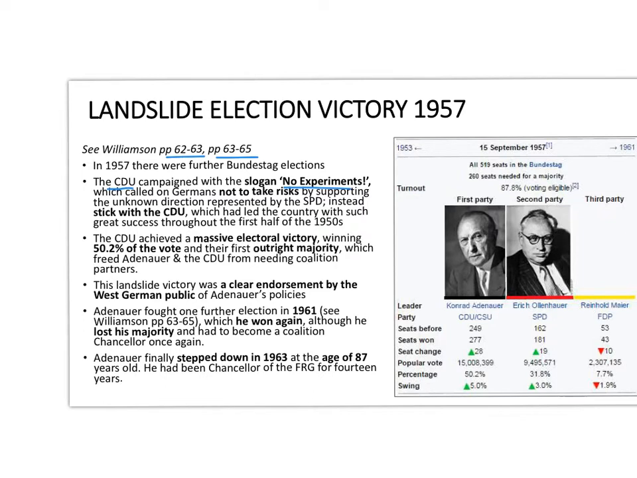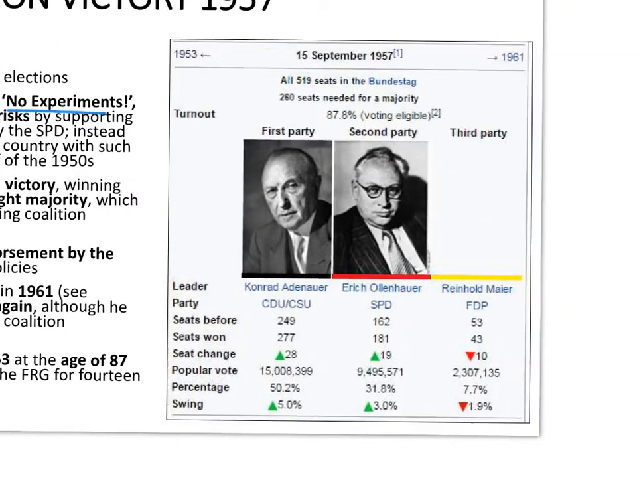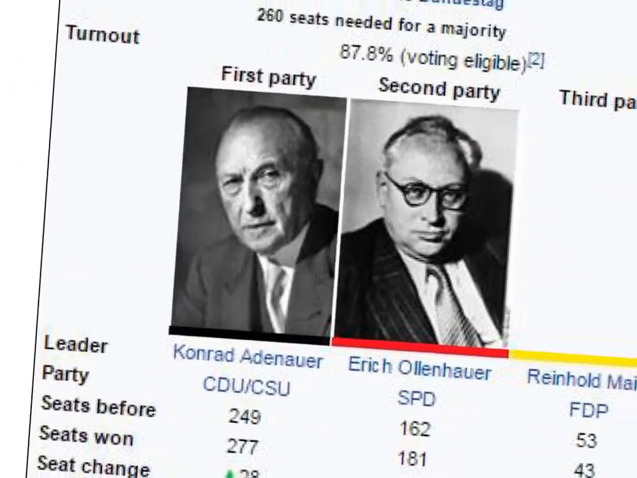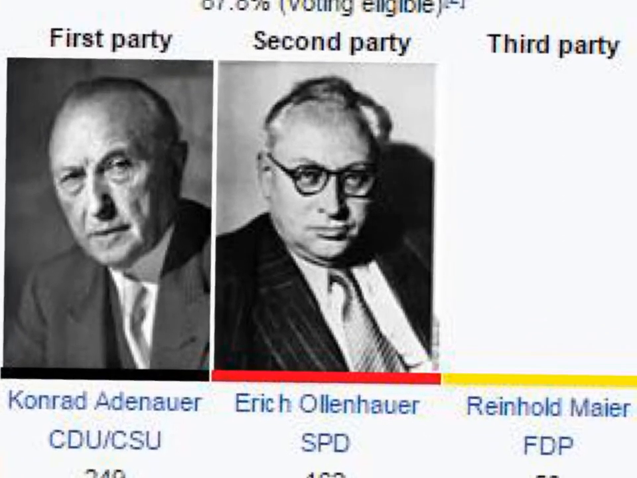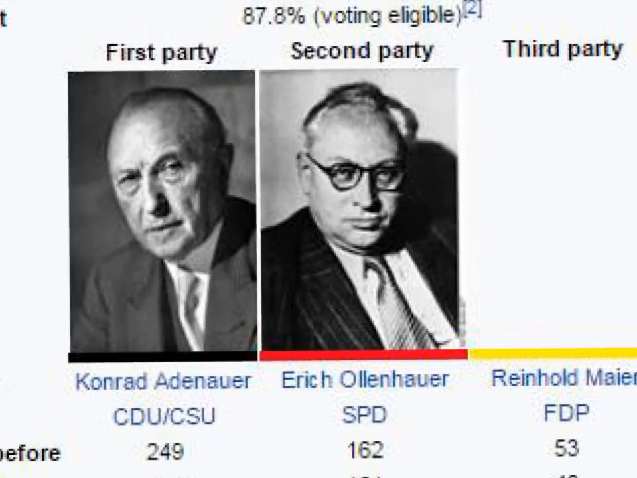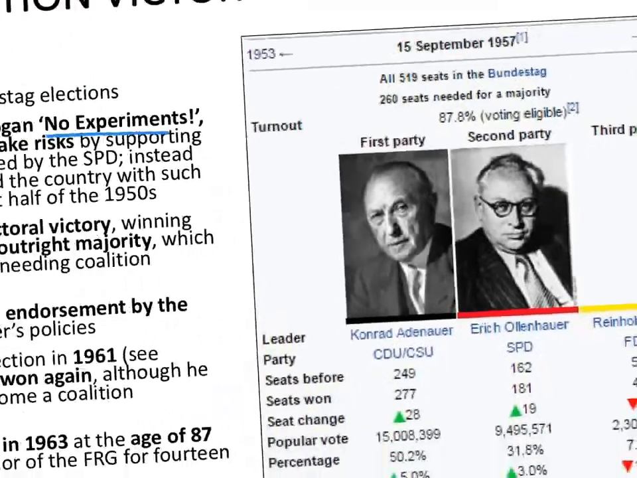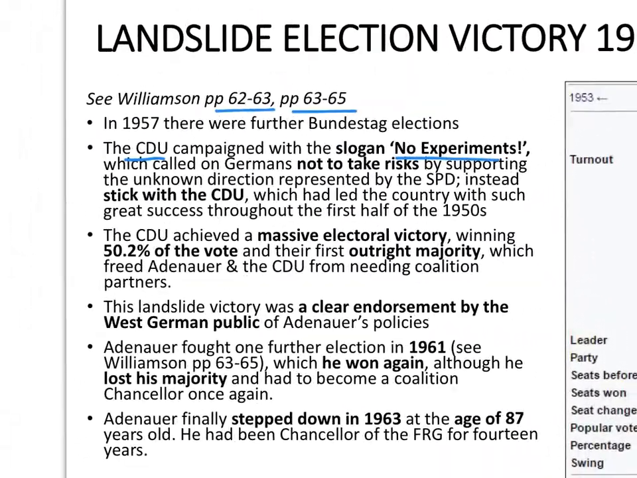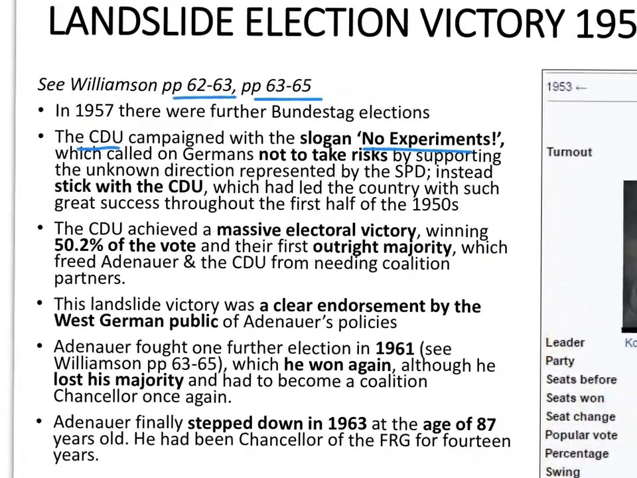They said, well, look, you, the German voters, have got to decide pretty much between are you going to carry on backing the CDU, or are you going to vote for the SPD? Now, Schumacher has died, and the new leader of the SPD was a politician called Erich Ollenhauer. And the campaign was fought on this "no experiments." It's basically saying, do you want to take a risk by voting for the SPD? Because the SPD will bring in a left-wing economy, an economy run by socialist principles.